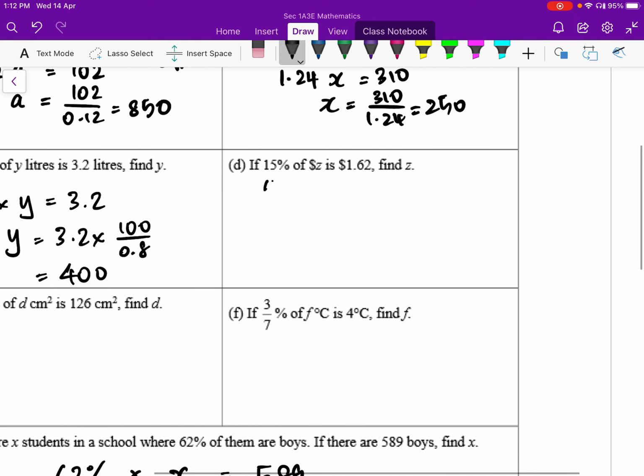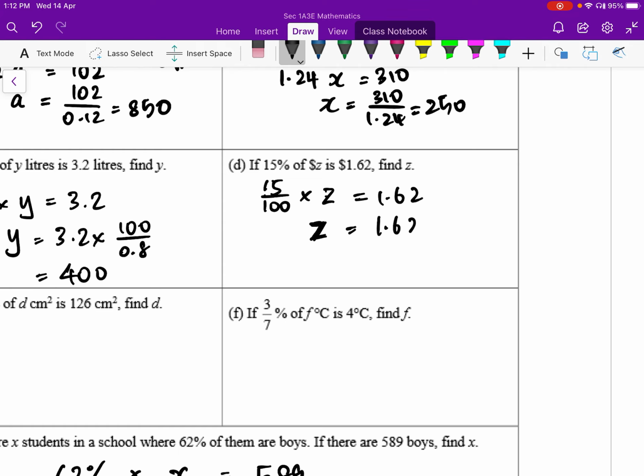Next, 15 over 100 of z equals $1.62. Okay, so z will be 1.62 times 100 over 15.